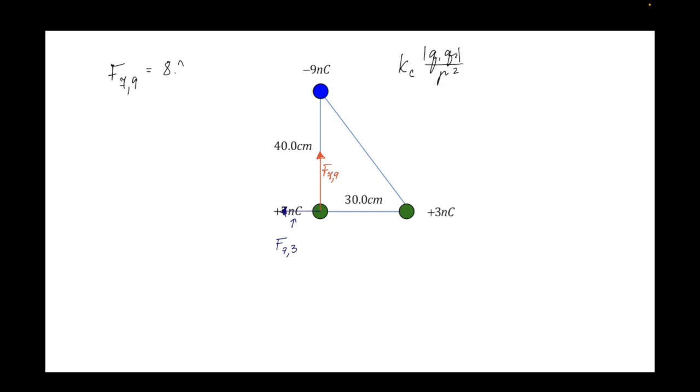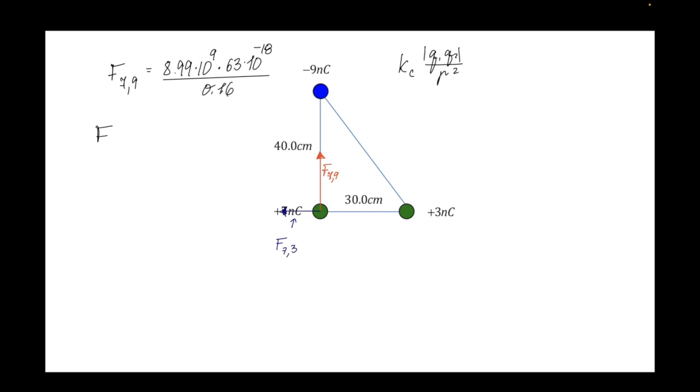8.99 times 10 to the 9th for Kc. Then we have 9 and 7 multiplied by each other is 63, and then times 10 to the negative 18, because they're both nanocoulombs. So 7 times 10 to the negative 9 times 9 times 10 to the negative 9, over the distance between them, which is 40 centimeters, so it's 0.4. When I square that, it's 0.16. So that is one force.